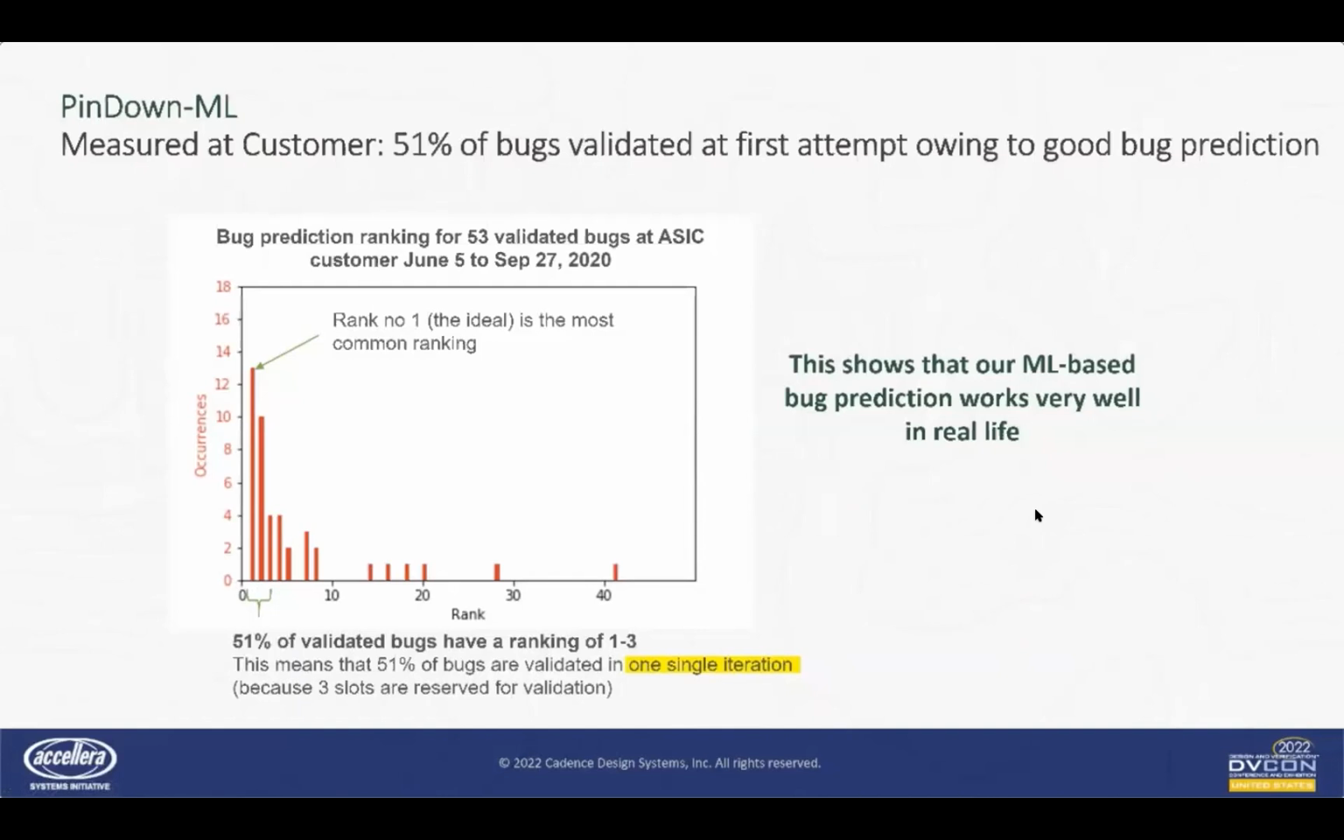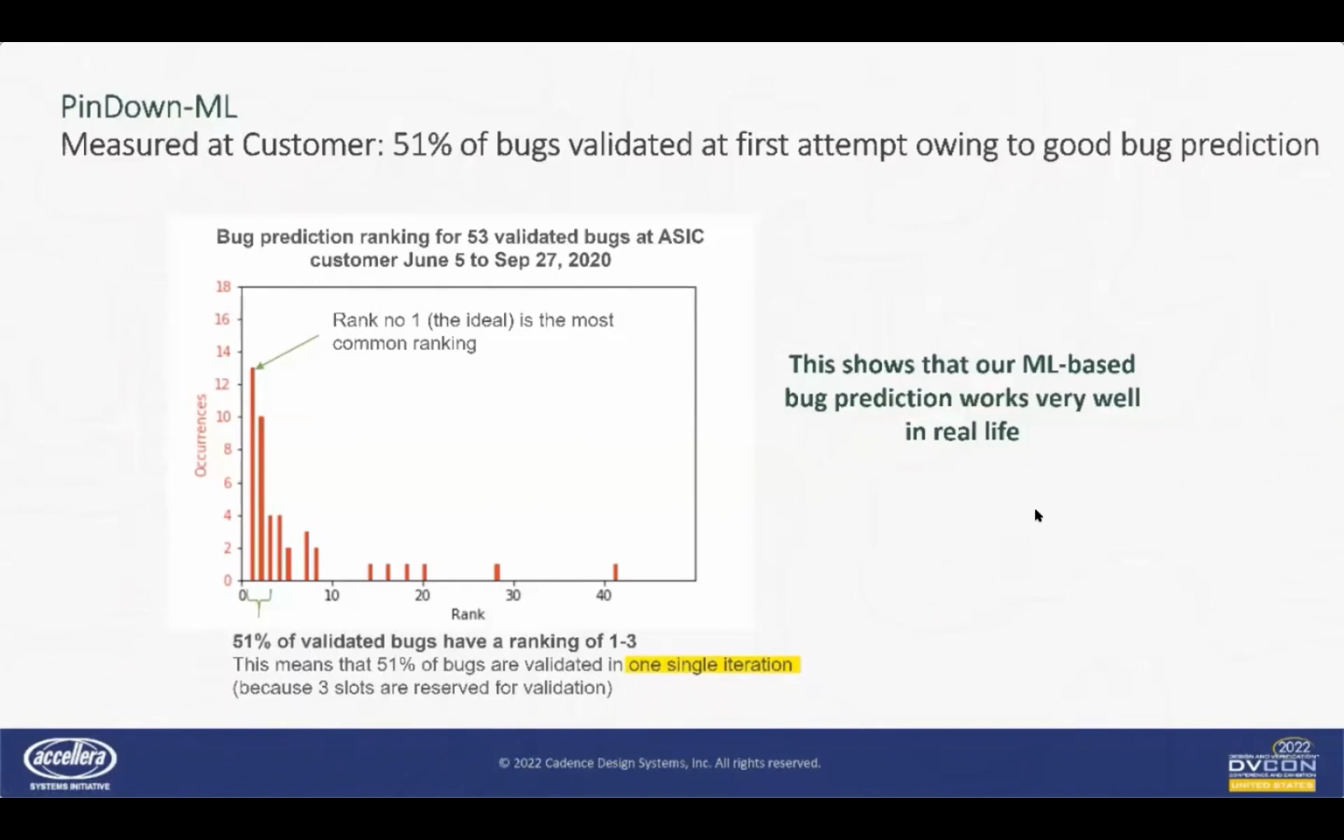And that's a magic number, because Pindan allocates 3 slots in the beginning of a run. Before it has started to do any search or anything like that, in parallel to that, I should say, it guesses with 3 slots where the bug is. And this means that in 51% of the cases, in half the cases, it guessed correctly. And that meant that Pindan came back with the answer within one single iteration.